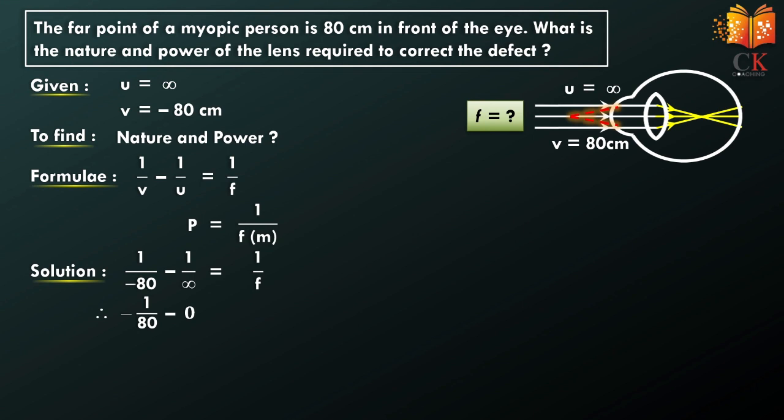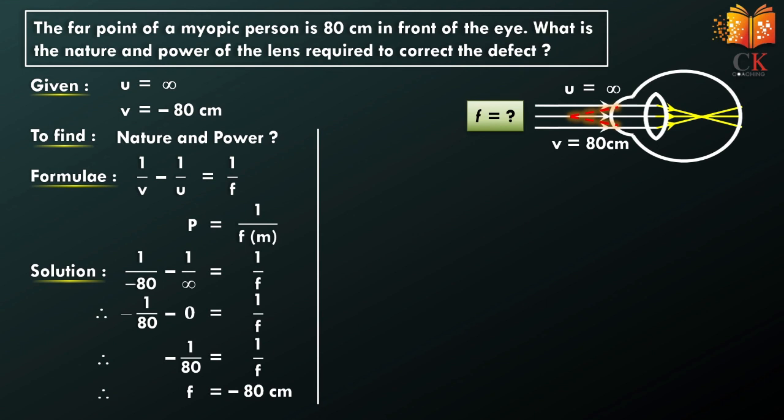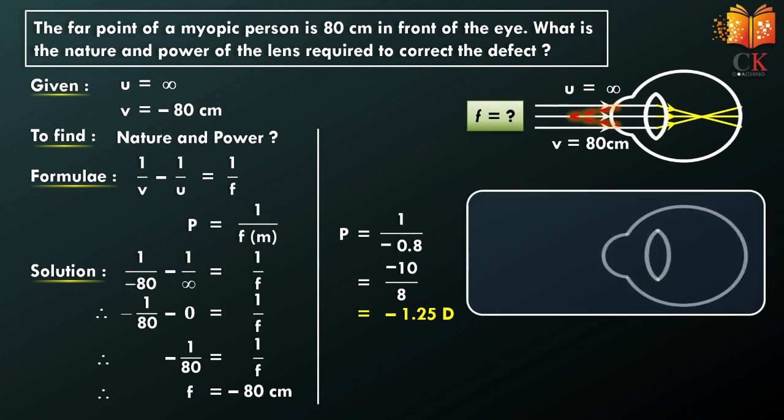So 1/80 we will write, minus 1/infinity will be 0, it will be 0 only, equals 1/f. So focal length by equating comes to minus 80 centimeter. Power is equal to, if we convert centimeter into meter, 0.8, so we'll put 1 over minus 0.8, so we invert it and get minus 10/8, which is roughly minus 1.25 diopter.